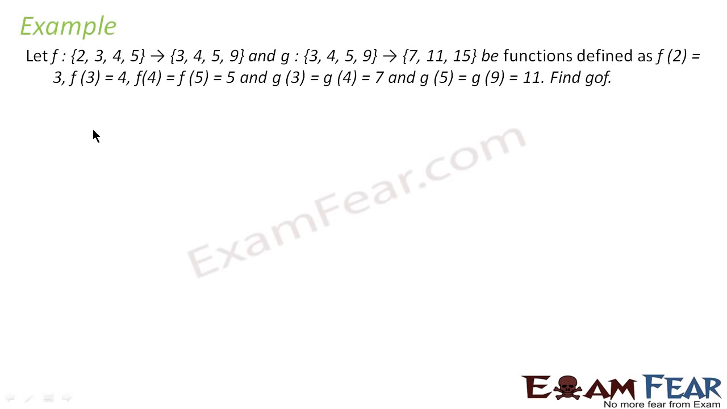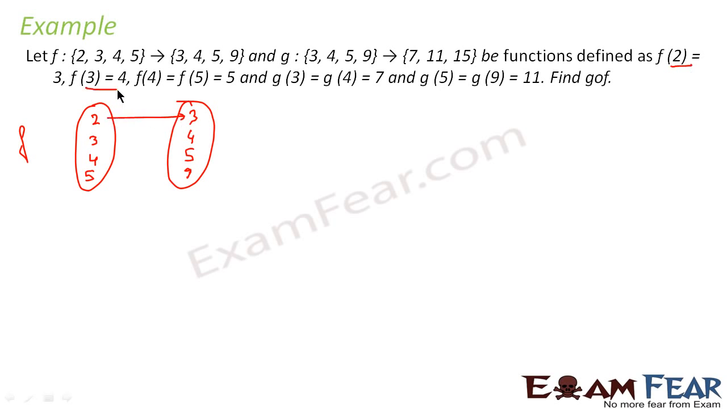So let me first plot this f. This is my f function. It has values 2, 3, 4, 5 in the domain side, and the codomain has 3, 4, 5, 9. The relation is f of 2 is equal to 3, from 2 to 3, f of 3 is equal to 4, 3 to 4, f of 4 is equal to f of 5 is equal to 5. That is, f of 4 and f of 5 both point to the same number.